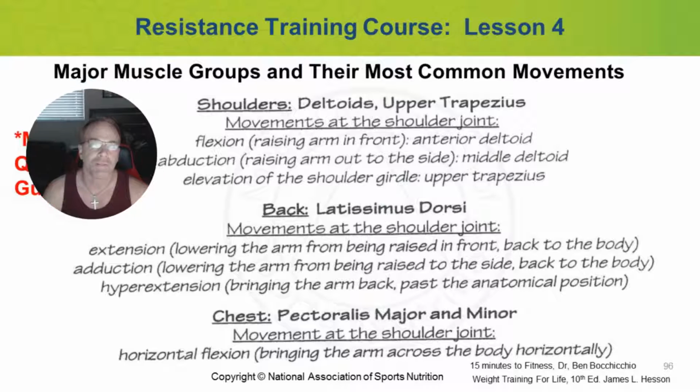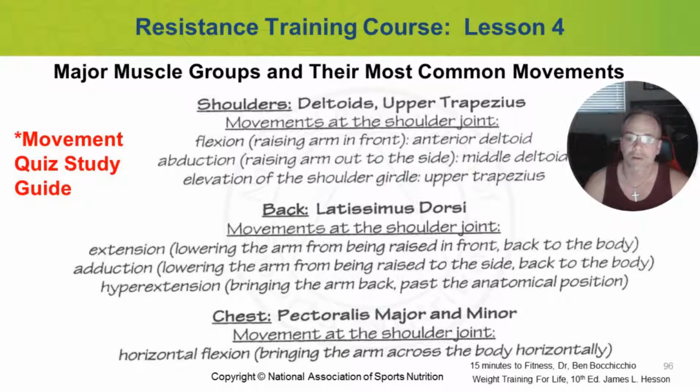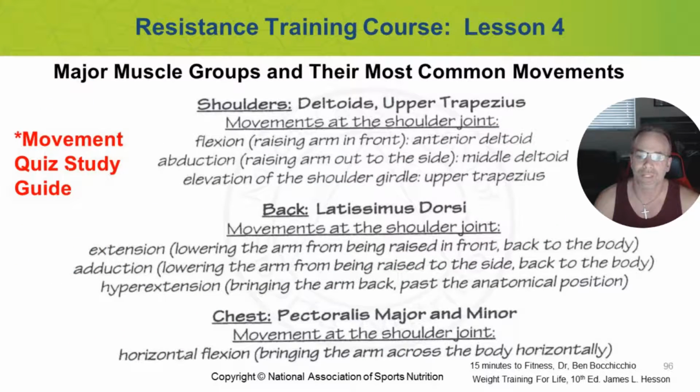All right. So now, I'm going to squeeze myself in over here. Now we've got major muscle groups and their most common movements, right? So the deltoids and the upper trapezius move the shoulder, right? So we've got flexion of the shoulder, raising the arm in front, is done by the deltoid muscle, the shoulder muscle. Abduction, raising it out to the side, is also done by the deltoid muscle.